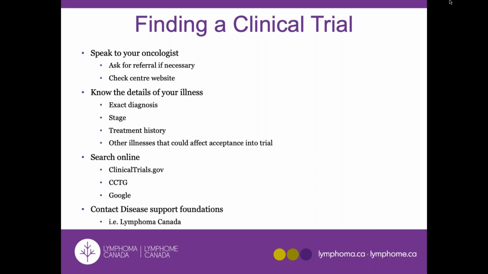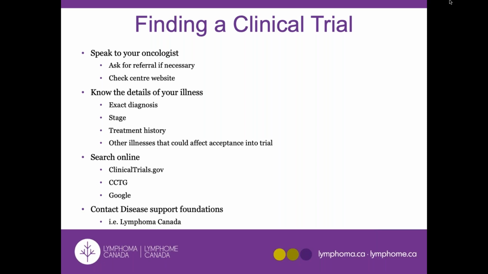You have to know the exact diagnosis. You can't say I have leukemia. You have to know what kind of leukemia. Is it chronic? Is it acute? Is it lymphocytic? Is it myelogenous? Is it newly diagnosed? Is it recurrent? Et cetera, et cetera, et cetera. You have to know the stage of your illness. You have to know your treatment history and also other illnesses that could affect your acceptance into a trial.